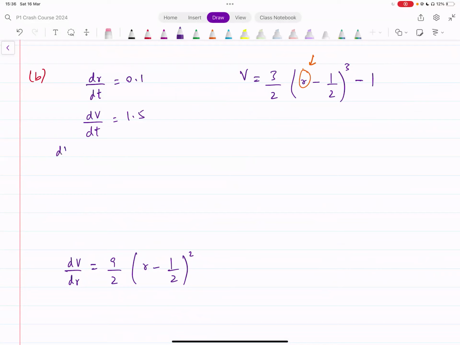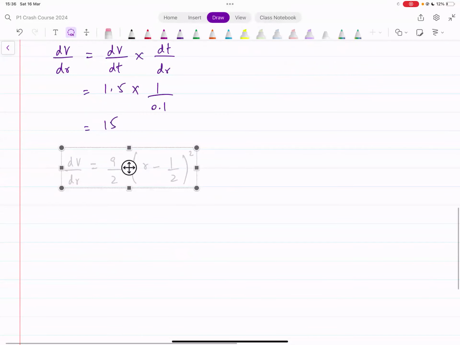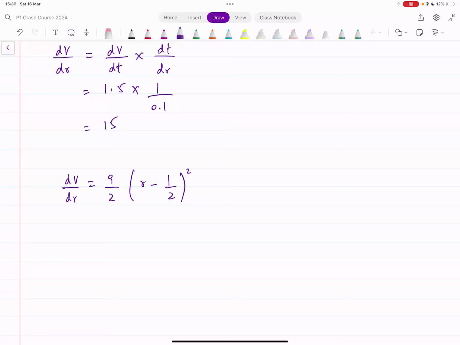Now let's use chain rule to find dv over dr first of all. How do you make this chain? dv over dr is dv over something into something over dr. What's the third variable? It's t. So we have dv over dt into dt over dr. Let's input those things here. dv over dt is 1.5. dt over dr will be this, that's 1 over 0.1. And that's going to give you 15. dv over dr is 15.